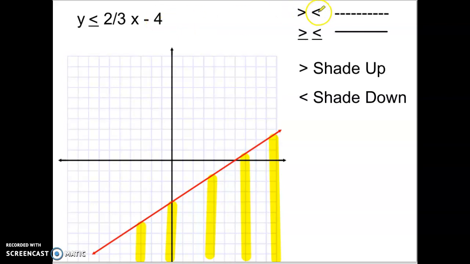If it is less than or greater than, you use a dashed line. If it has an equal sign with it, so greater than or equal to or less than or equal to, it's a solid line. If it's greater than, then you shade straight up. If it's less than, you shade straight down.